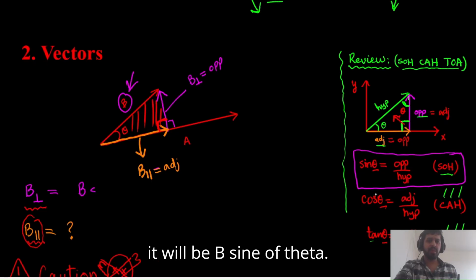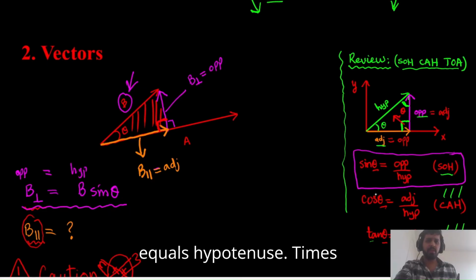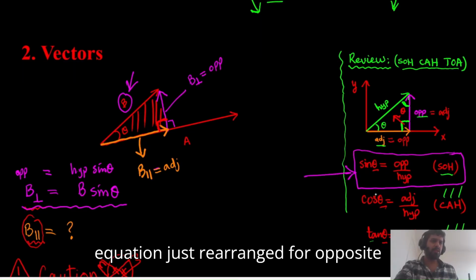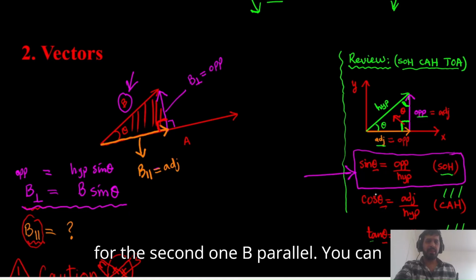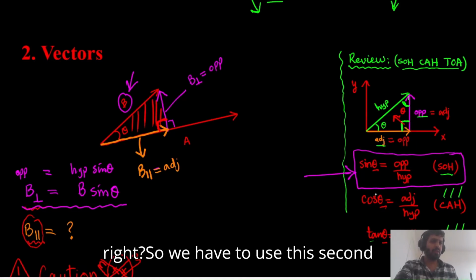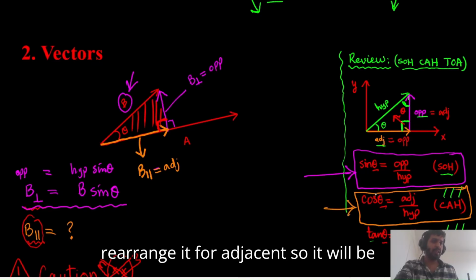So it will be B sine of theta. So this equation is actually opposite equals hypotenuse times sine of theta, which is basically this equation just rearranged for the opposite side, right? For the second one, B parallel, you can see that B parallel is the adjacent side, right? So we have to use this second equation, and we have to rearrange it for adjacent.